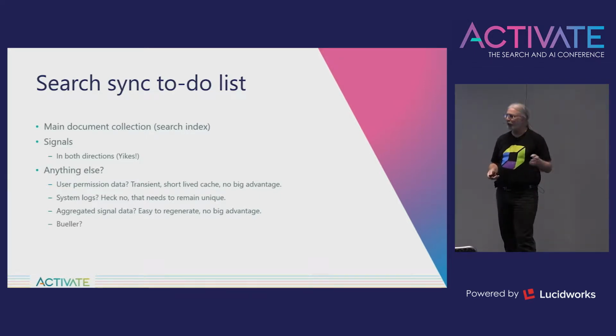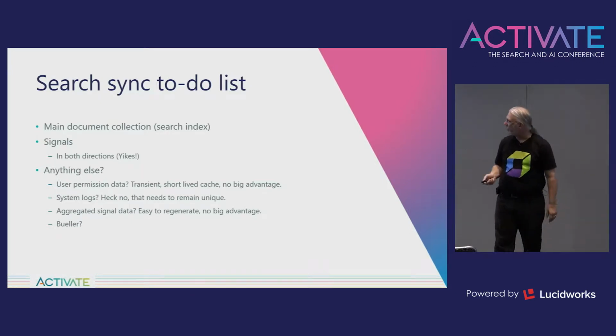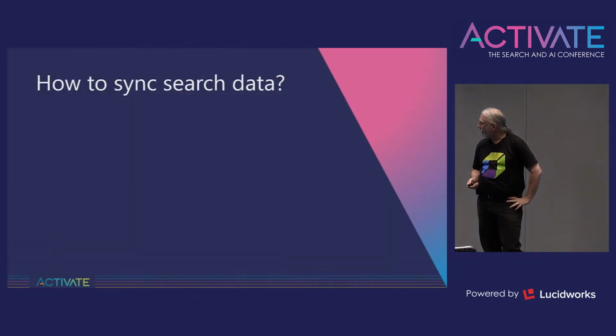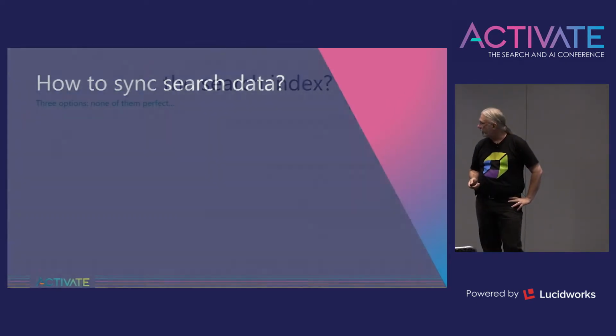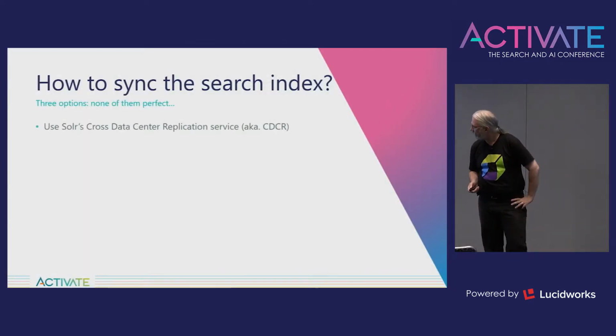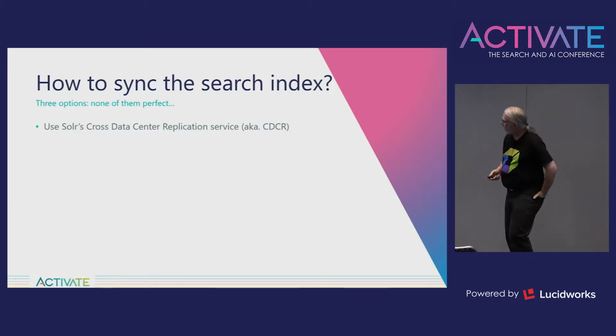Bueller, any other ideas? What you might need to sync? I couldn't really come up with much of anything else, so we're going to concentrate on the main search index and the signals. So we got 3 options, and I'm not really in love with any of them. One is using Solr's cross data center replication.